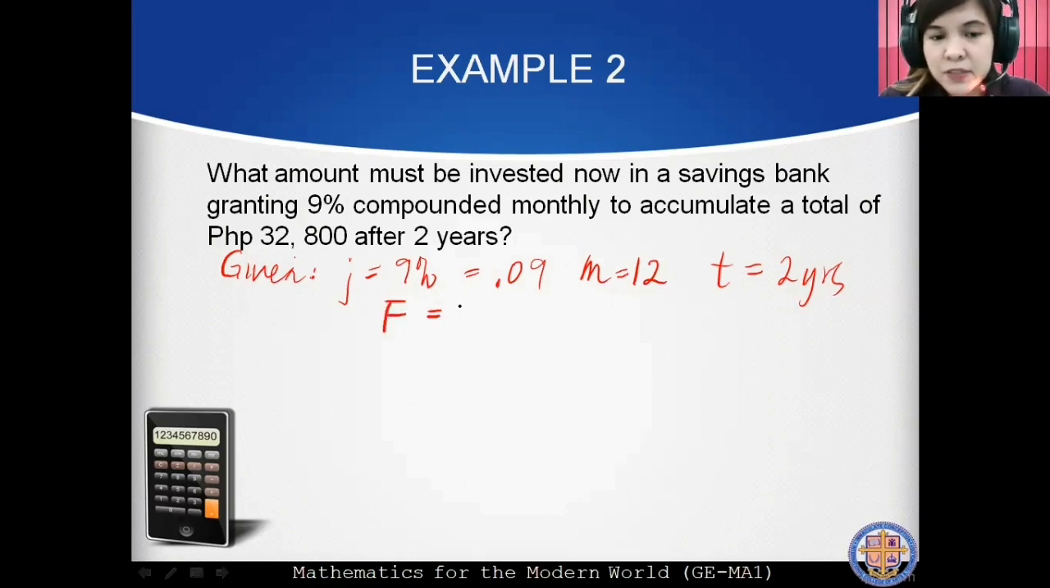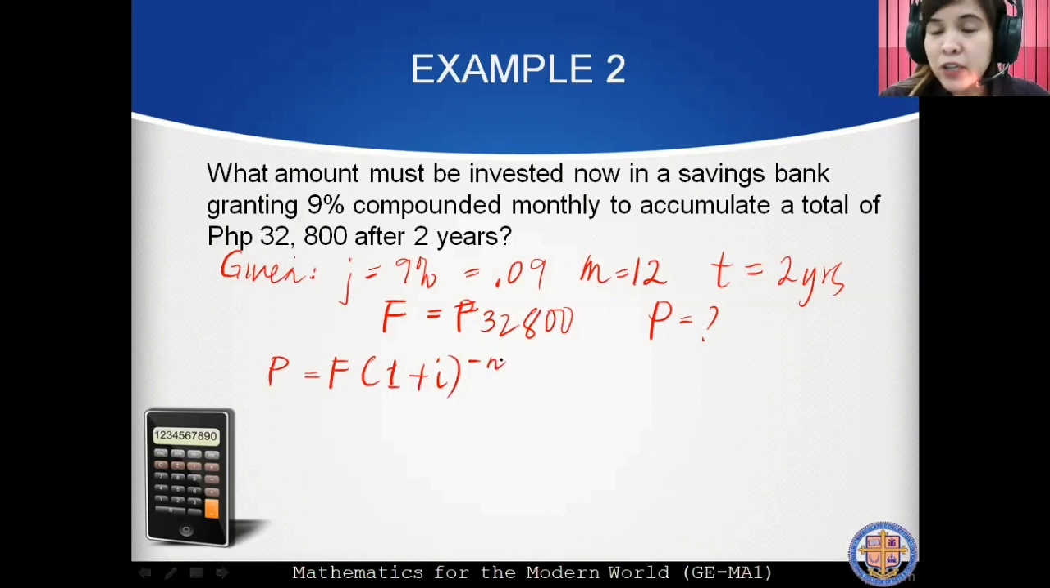F is equal to 32,800 pesos. So we're looking for our P. And the formula for P is equal to F times 1 plus I raised to negative N. So the power is negative. Remember, when the present value is what we are looking for, the power N is negative. When it is the maturity value F or final amount, the compound amount, N is always positive.